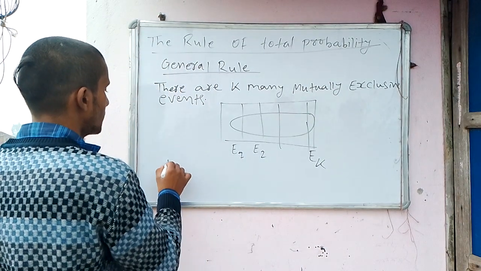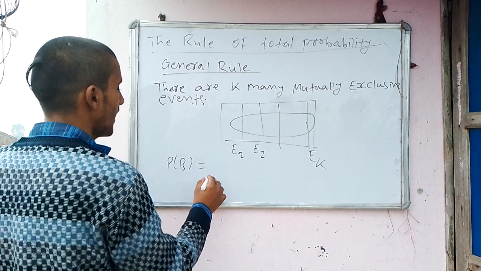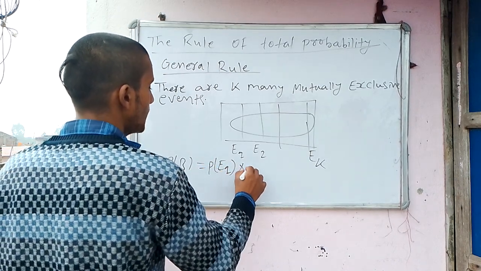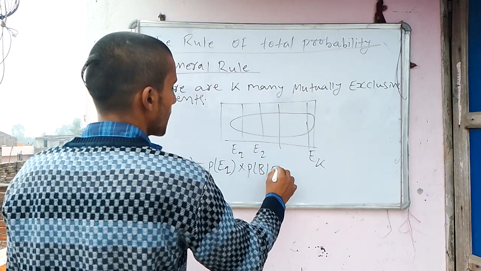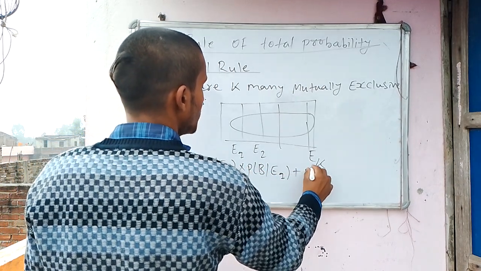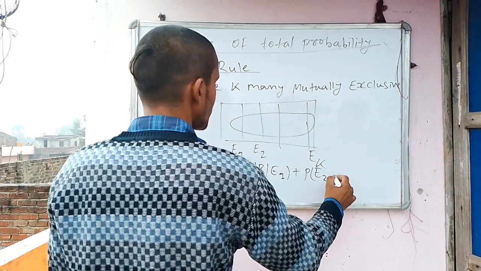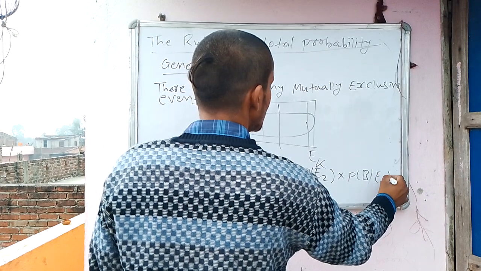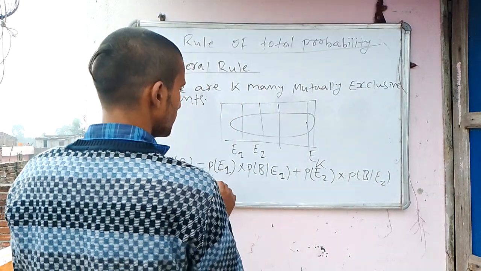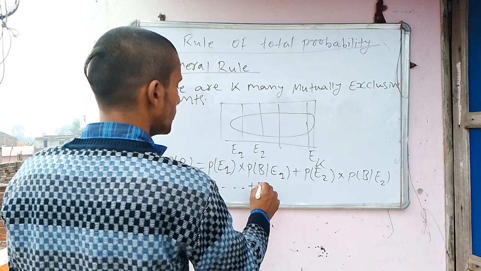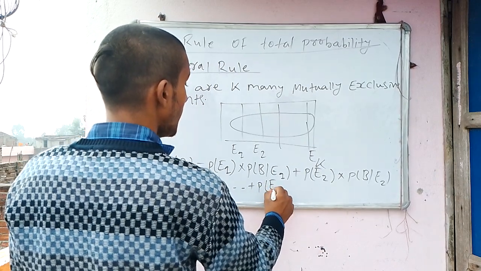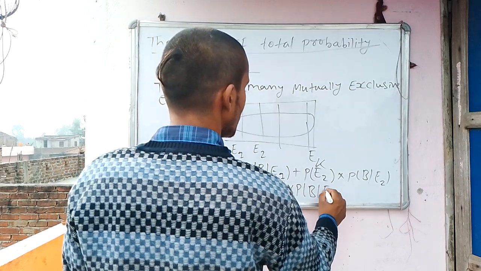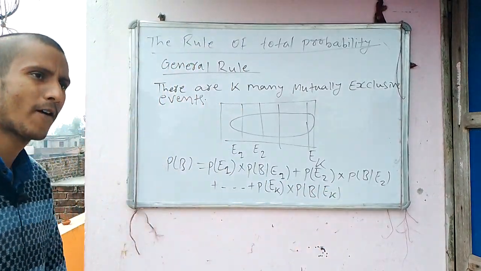Then you can write probability of B as probability of E1 times probability of B given E1, plus probability of E2 times probability of B given E2, plus all the way to probability of EK times probability of B given EK, because there are k many events.